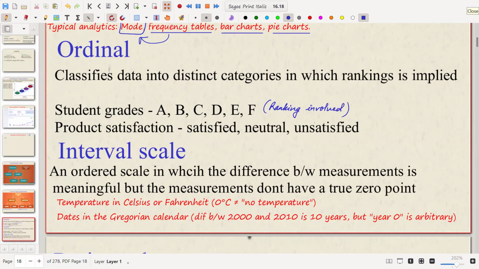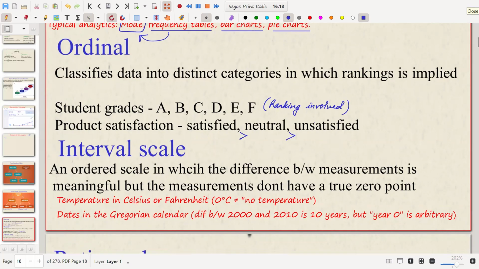Product satisfaction: satisfied, neutral, unsatisfied. Of course, satisfied is greater than neutral. Neutral is greater than unsatisfied, right? You will prefer the customer to be neutral rather than unsatisfied. That's the idea. So you can have rankings here also. But remember, these are all categorical variables.